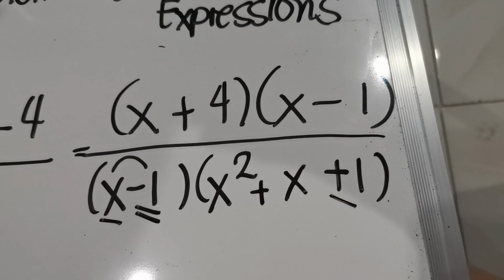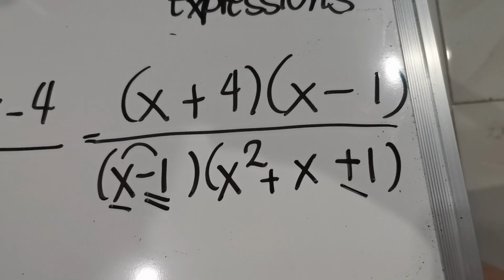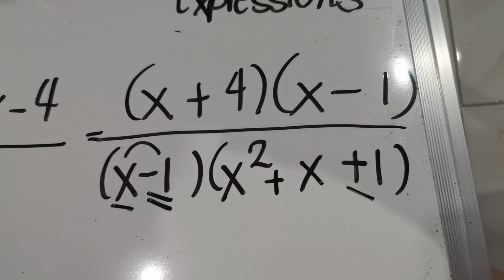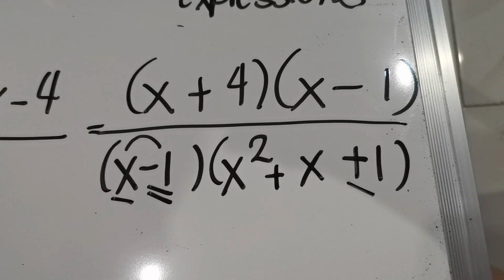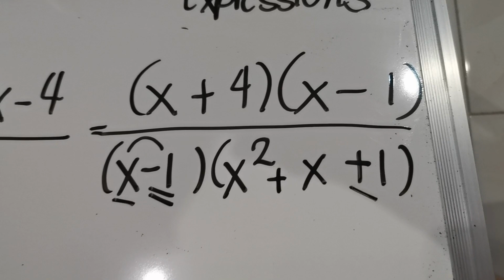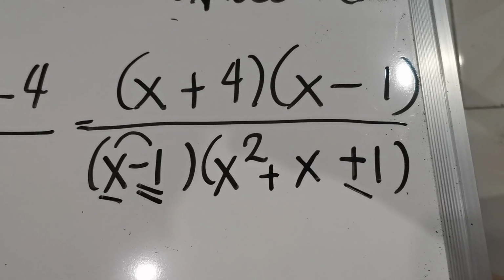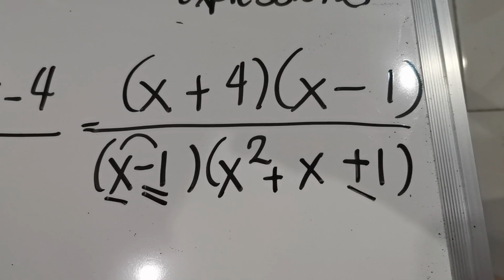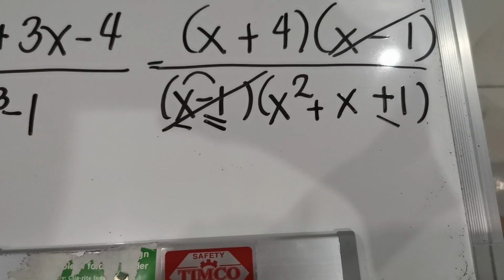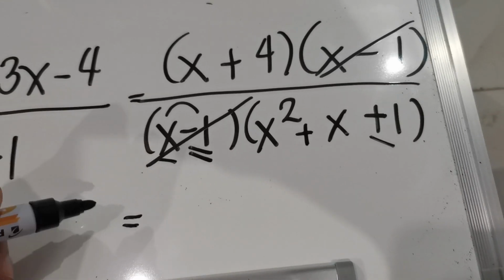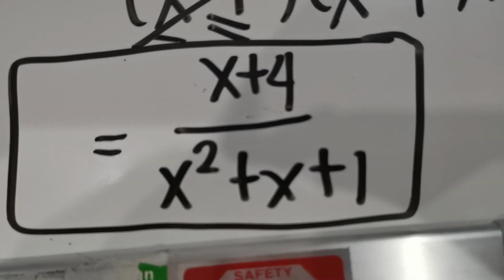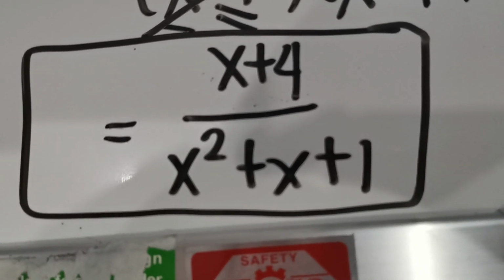Now, are we done? Not yet. So, we can still cancel x minus 1 from the numerator and the denominator kasi that is 1 minus 1 is 0. They're exponents, di ba? And then, that would be simply 1. Or simply, identical naman siya, cancel na natin siya. Equivalent na rin yan sa 1. And then, our final answer will be x plus 4 all over x squared plus x plus 1.